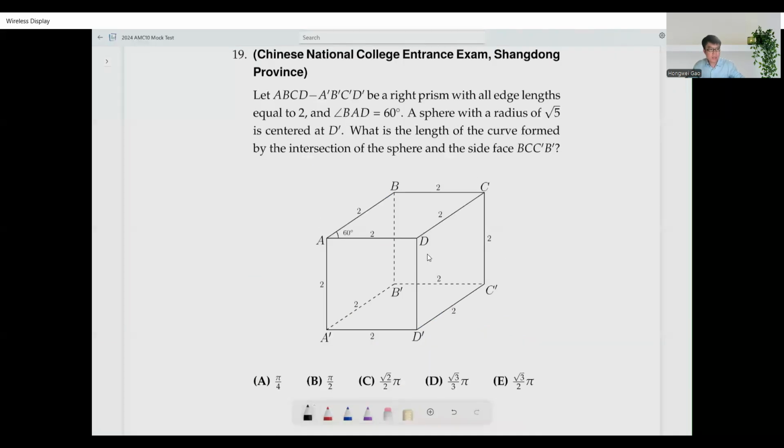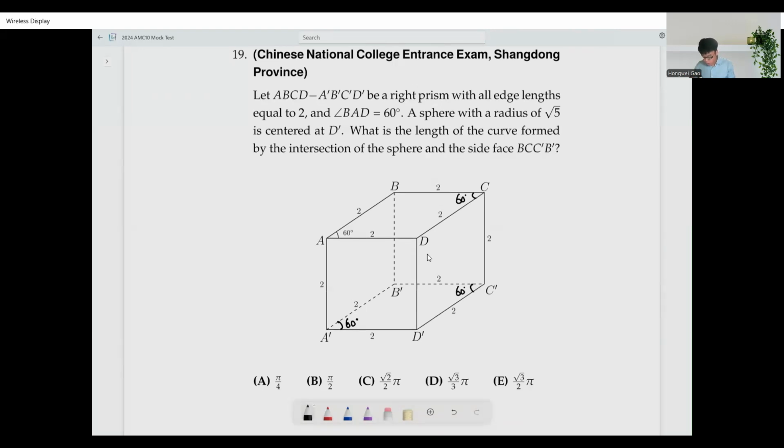Let's do question 19. Here, ABCD A'B'C'D' is a right prism with all edge lengths equal to 2 and angle BAD equals 60 degrees. If that's the case, we have angle B'A'D' is also 60 degrees. We have angle BCD is also 60 degrees. And angle B'C'D' is 60 degrees.